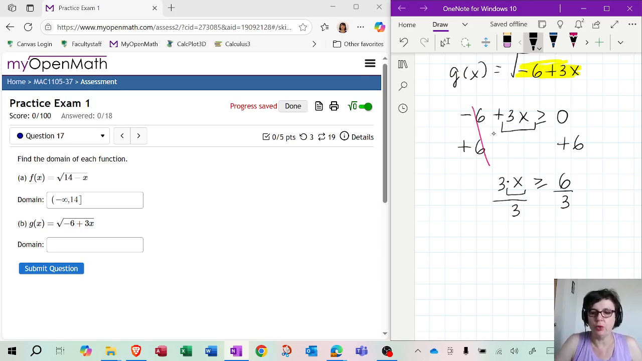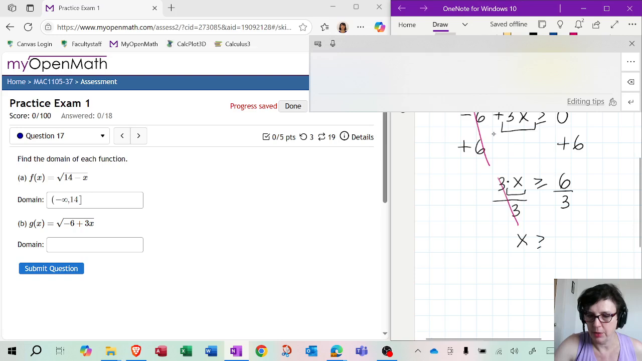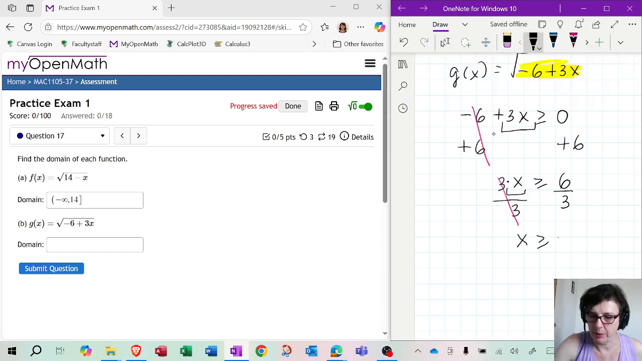Now, do I need to flip the inequality sign? Always ask yourself that. If you are adding a number or subtracting a number on both sides, the inequality sign doesn't change. If you're dividing or multiplying by a positive number, the inequality sign doesn't change. But if you're dividing or multiplying by a negative number, the inequality sign flips. Now here it's a positive number, so no change in the inequality sign. So this is going to be x greater than or equal to 6 divided by 3, which is 2.